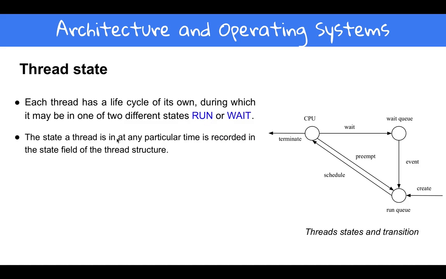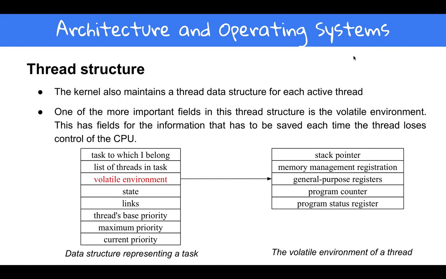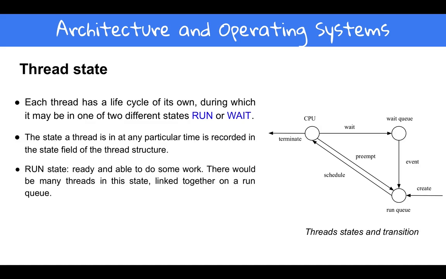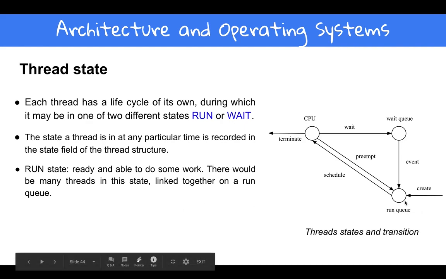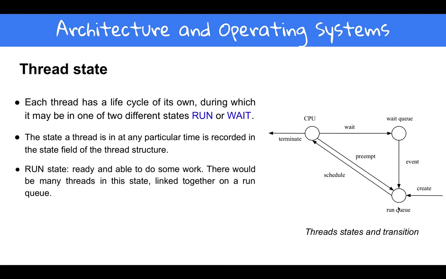The state of a thread at any particular time is recorded in the state field of the thread structure I mentioned here. We've got two types of states. One of them is run. It means that the threads are ready to be executed. As you see, the ones that are ready to actually be executed go to the run queue, and they are waiting to get time on the CPU and to be processed.